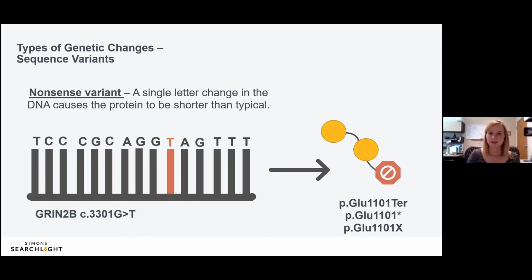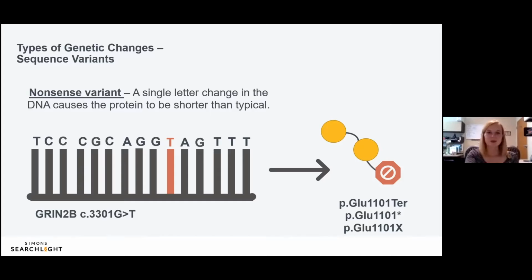In this case, none of these amino acids that come after it are red. Our protein stops there. This causes our final protein to be much shorter than we would expect, and oftentimes these proteins do not work like we would expect. Because of that, nonsense genetic changes are very often related to medical and developmental differences when they occur in GRIN2B.